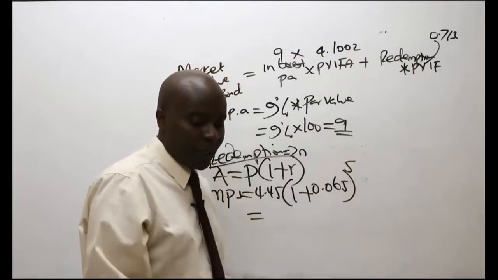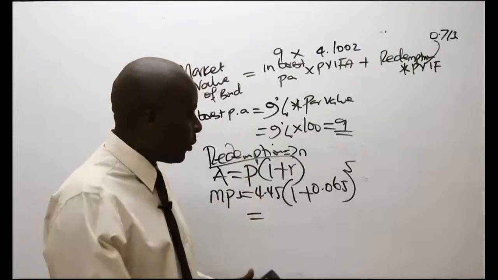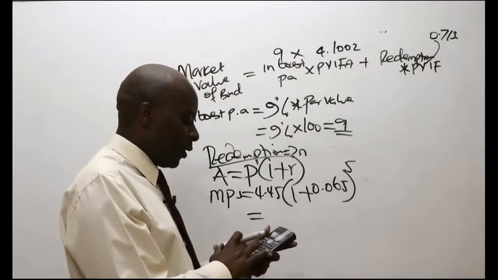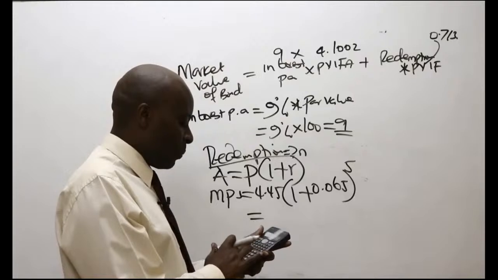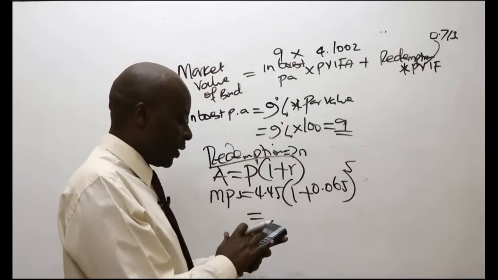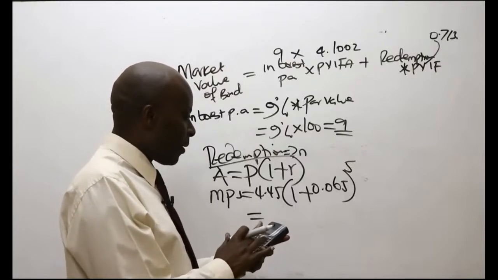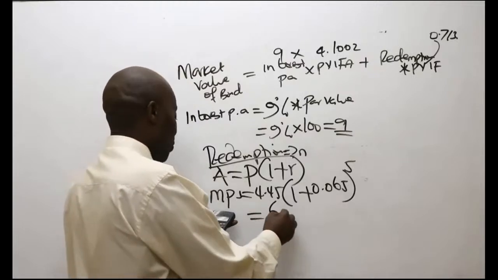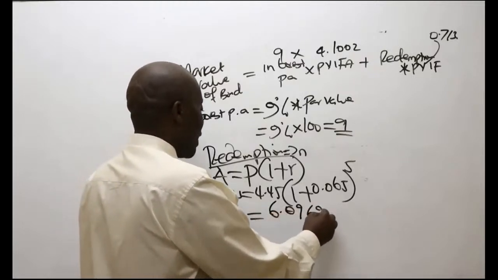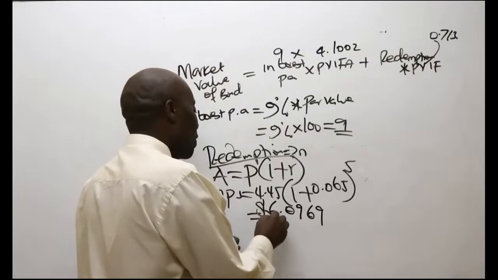So then, ladies and gentlemen, at the end of the day, this will be 4.45 times 1.065 raised to power 5, which at the end of the day gives me 6.0969. But now remember, these are shillings per what?